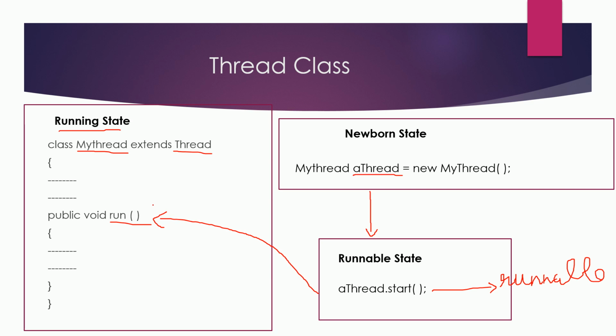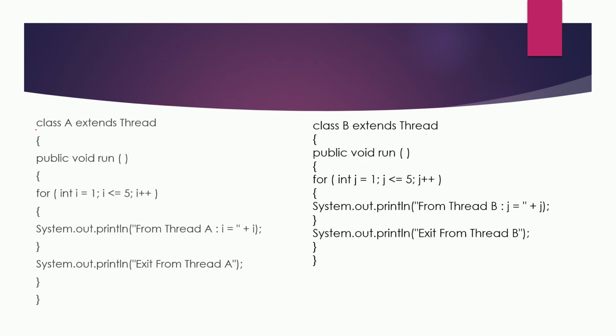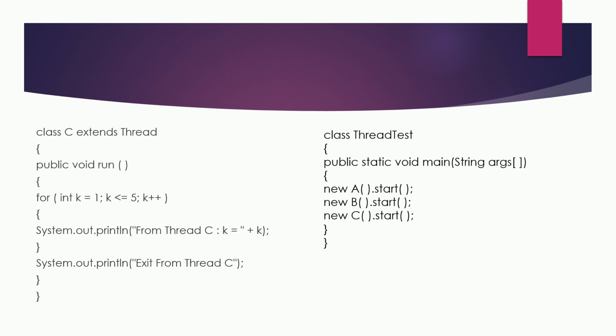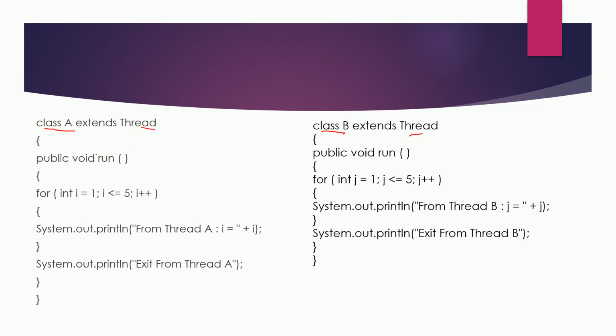Let's see a simple Java program that explains all this. We have created 3 threads here: class A, class B and class C, which are extending the class Thread. Inside this we have defined the run method. Here we are just incrementing the variable i and printing it. So 1, 2, 3, 4, 5 gets printed. Let's see how this gets printed. We have 3 different threads: Thread A, B and C.